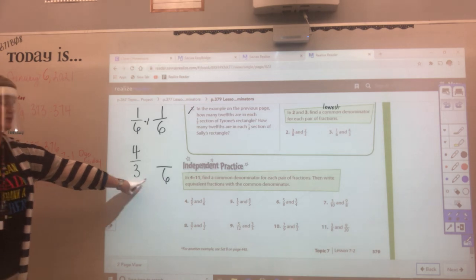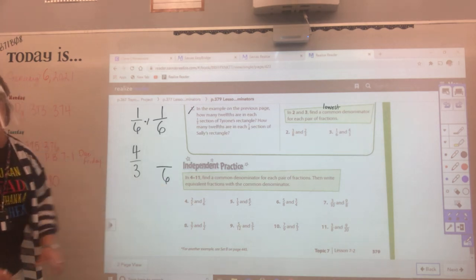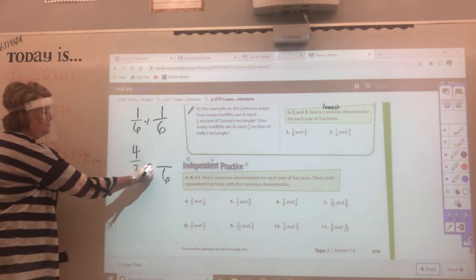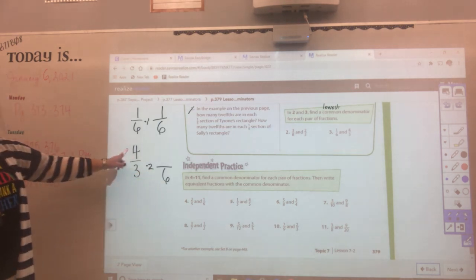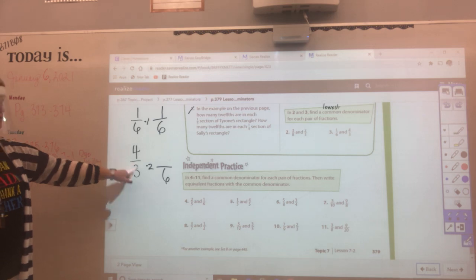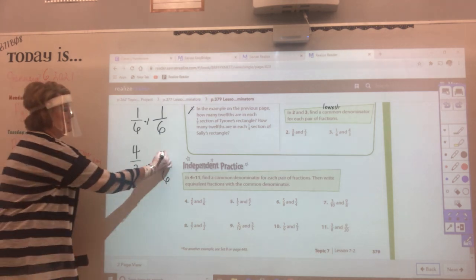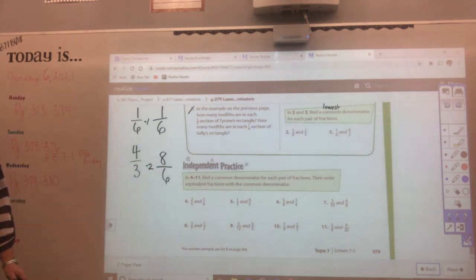Now we're in the bottom. How did we go from 3 to 6? 3 times what gets me 6? 2. So put a times 2 right there. And if we multiply the bottom times 2, we have to multiply the top times 2. What's 4 times 2 going to get me? 8. There's your answer. 1/6 and 8/6.